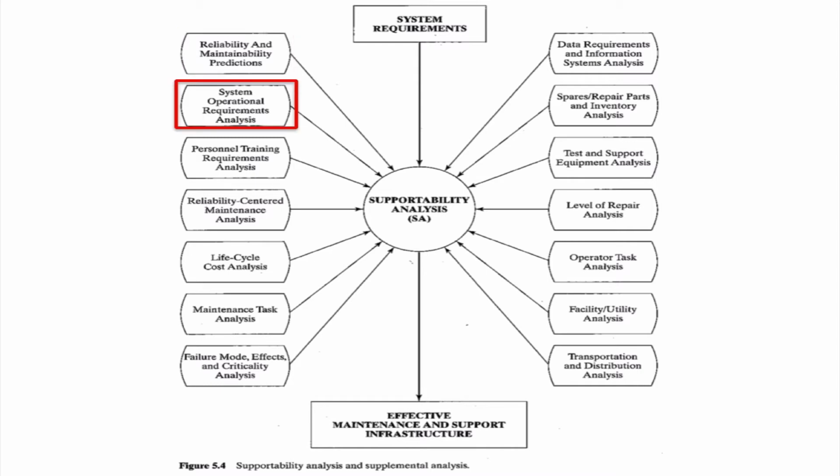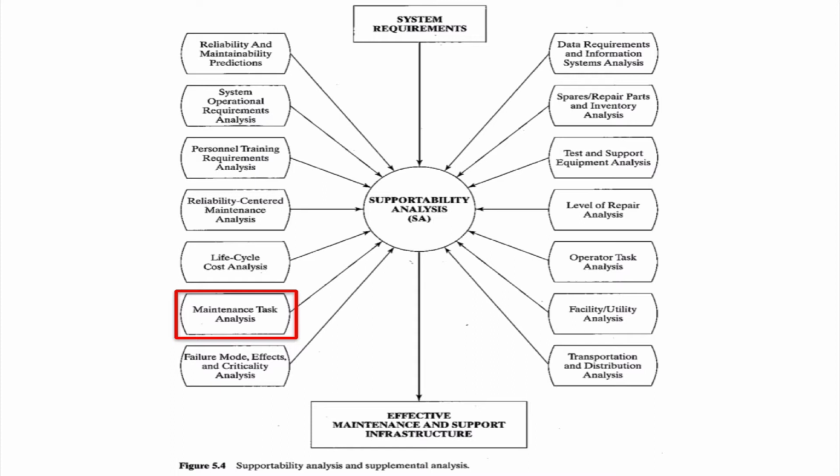Finding the system's operational requirements based on available information standards. Determining the personnel requirement. Doing an RCM analysis to develop a maintenance plan for the system. Doing a life cycle cost analysis. Performing a maintenance task analysis to determine the task steps and content.